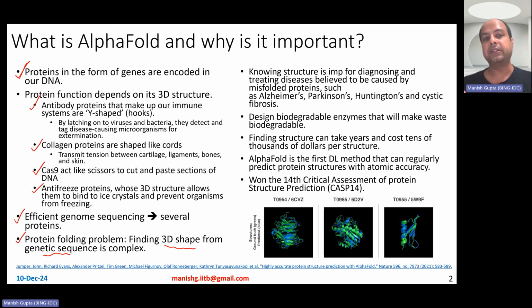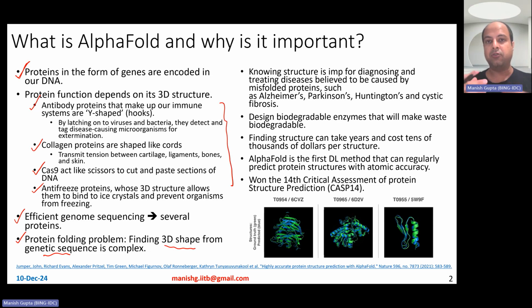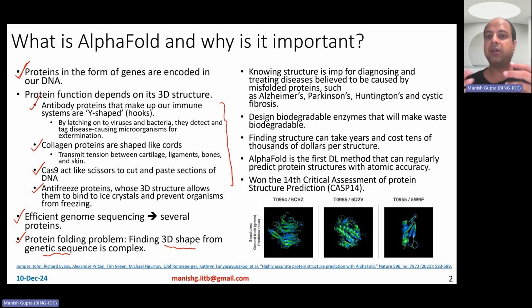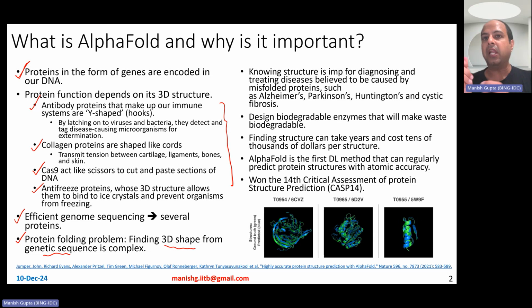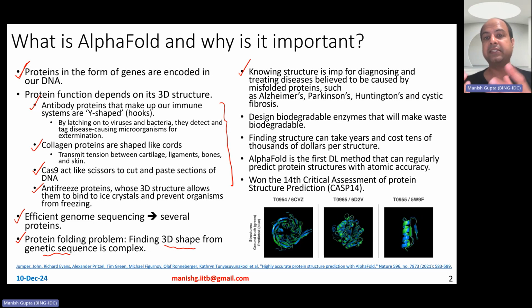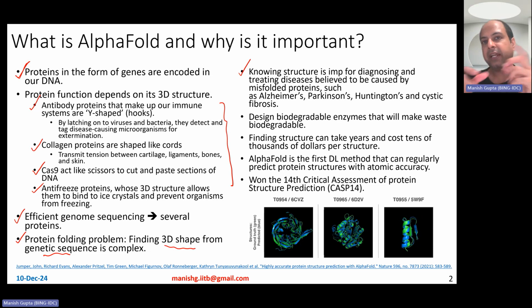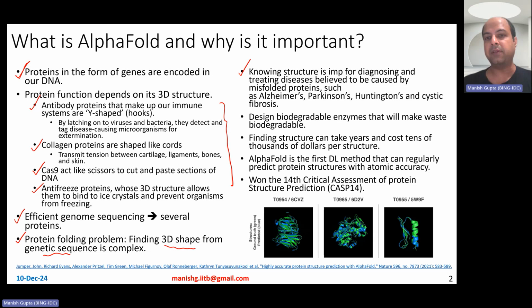It's super important not just for learning more about ourselves, about how proteins behave inside the human body, but also for designing proteins which can solve some well-known problems for which we don't have solutions. For example, knowing structure is important for diagnosing and treating diseases which are believed to be caused by misfolded proteins, misfolded in the sense that their shape has gone bad. If you can correct their shape, maybe you can solve problems like Alzheimer's, Parkinson's, Huntington's, and cystic fibrosis. These diseases are believed to be solvable if you can repair the protein structure.